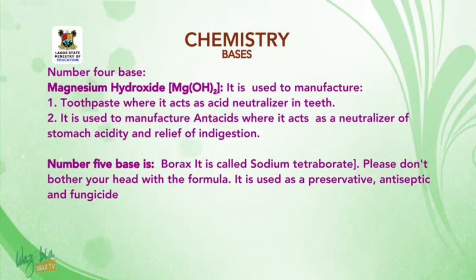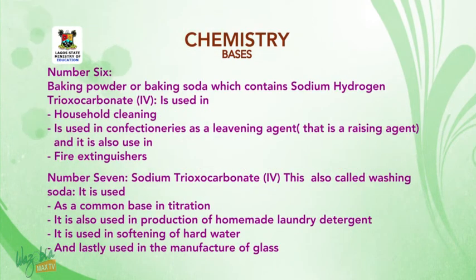Number five base is borax. It is called sodium tetraborate. Please don't bother your head with the formula. It is used as a preservative, antiseptic, and fungicide. Number six, baking powder or baking soda, which contains sodium hydrogen trioxocarbonate IV, is used in household cleaning. Number two, is used in confectionaries as a leavening agent, that is a rising agent, and it is also used in fire extinguishers.